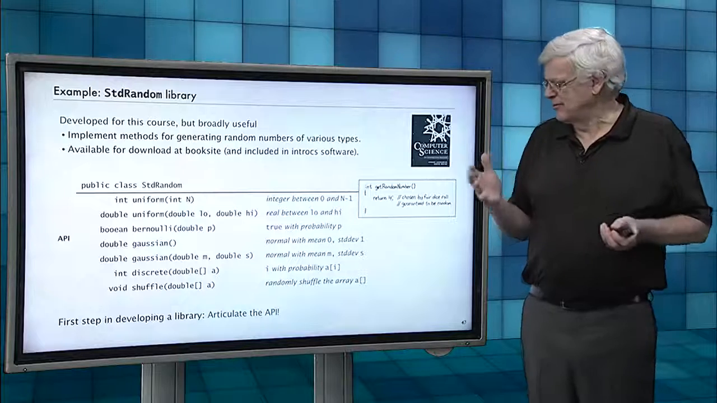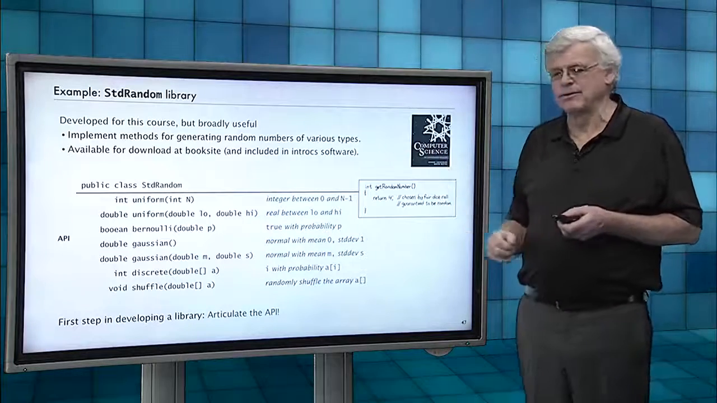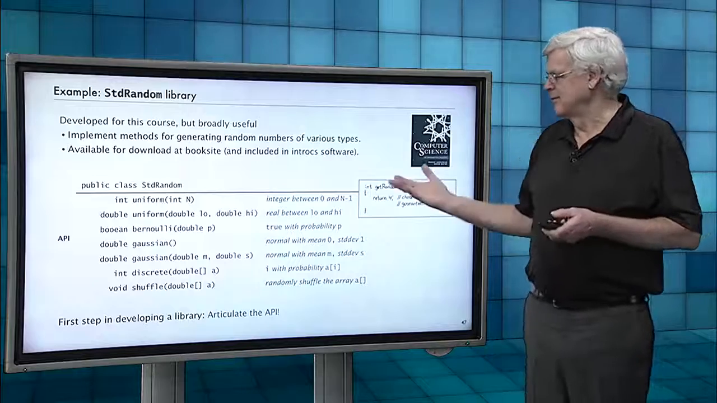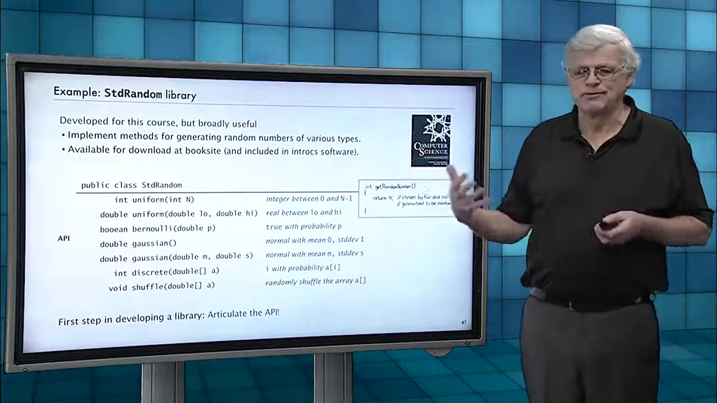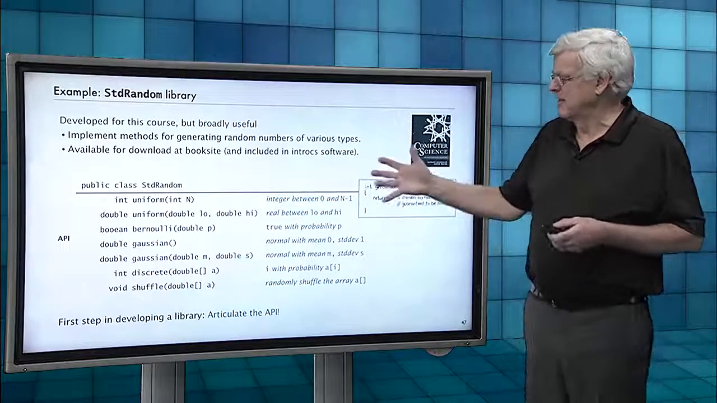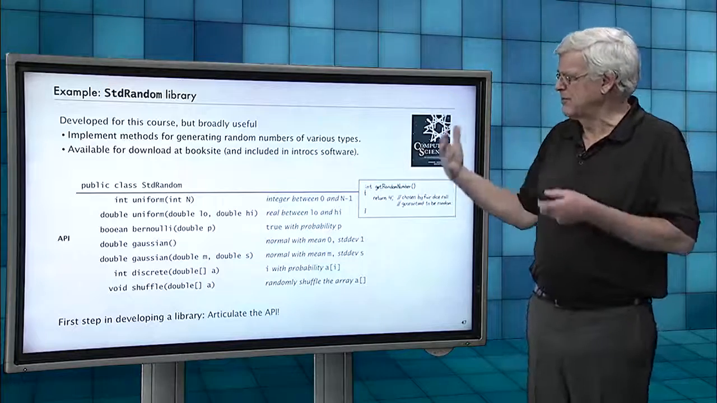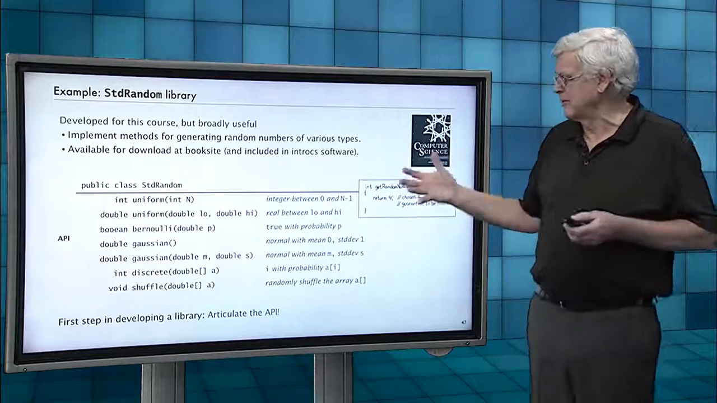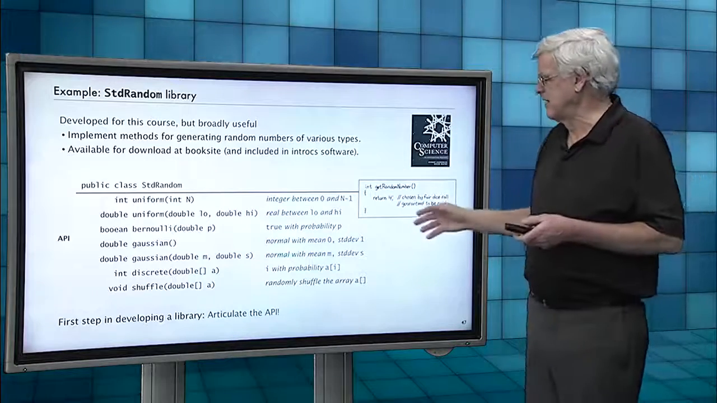So really the first step in developing a library is to articulate the API. What is it that you think you're going to want to do? And we went through many passes of the material in this course before really settling on, okay, these are really going to be useful. And even without necessarily having clients for all of them, it seems as though there are going to be future clients that are going to want to use these. And so we're going to articulate this API and then implement it.